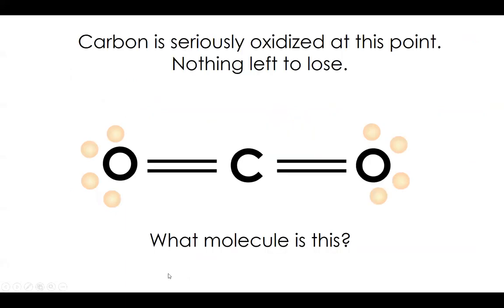So now let's look at a case where all 4 of carbon's bonds are tied up in bonds with oxygen. This is the most oxidized state that we're going to see. Okay, so this is seriously oxidized. You can see there's nothing left to lose for carbon. It doesn't have any custody of any electrons at all. All of its bonds are tied up with oxygen. And remembering what molecule this is, it's carbon dioxide, in case you just didn't want to guess.